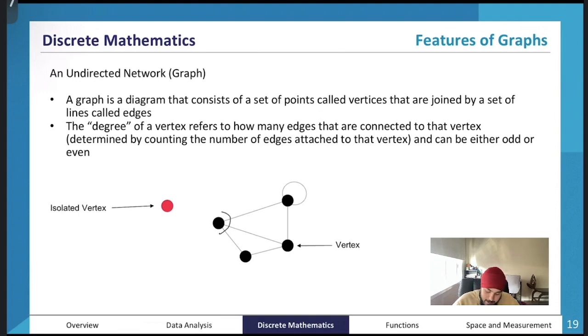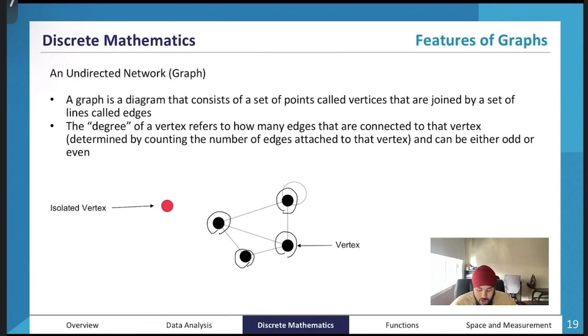So these here are the vertices. These are the specific points. For example, if we're looking at a map of something, the vertices might be the specific locations on the map. So that is what a vertex is.